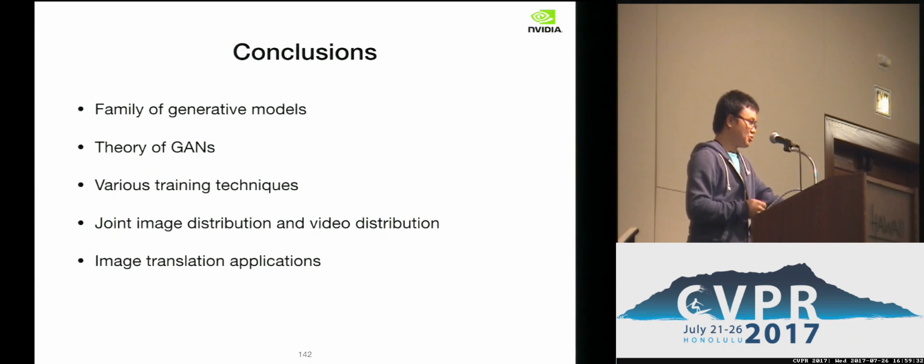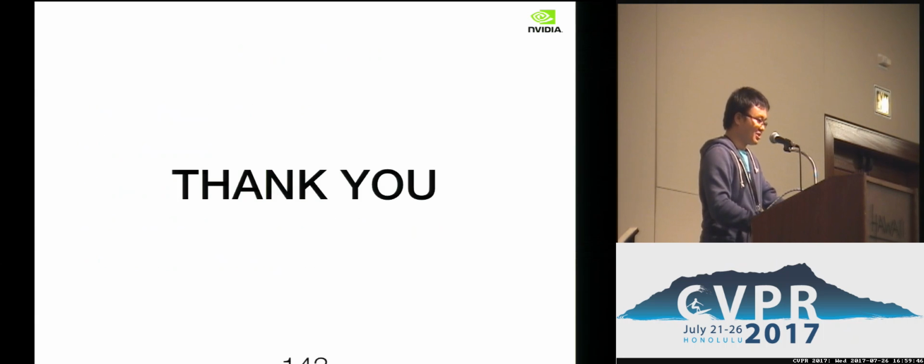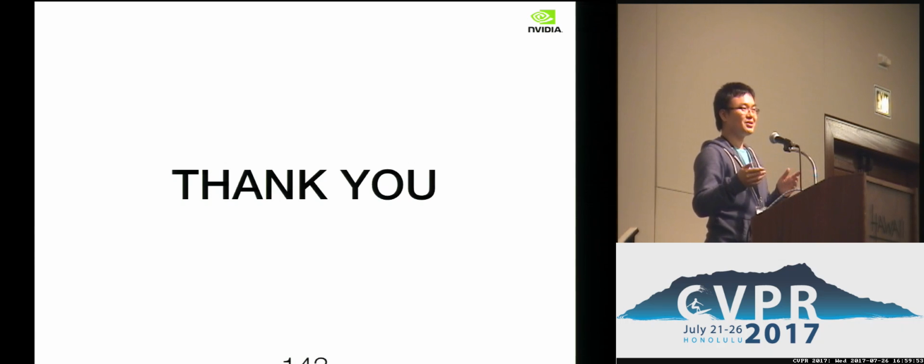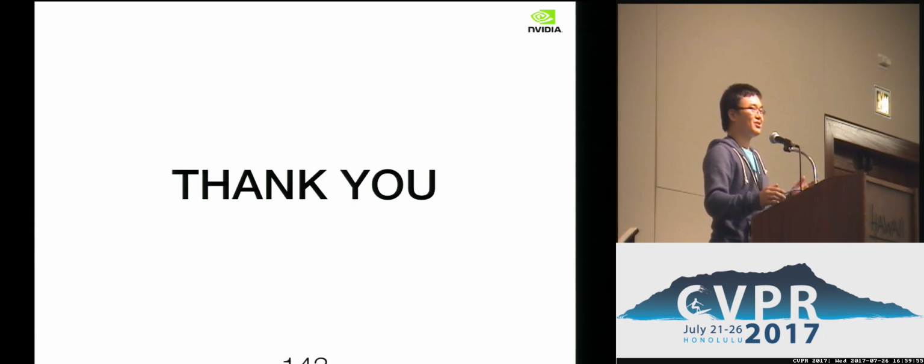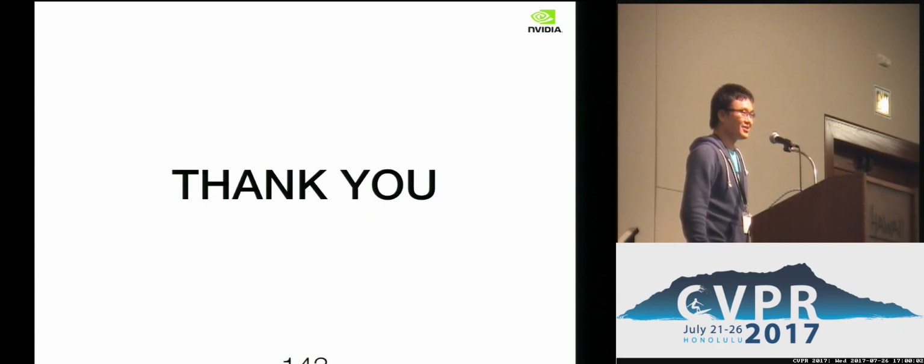Then we switched gears to joint image distribution learning. We talked about CoGAN, and for video distribution, we talked about VideoGAN and LocalGAN. And the last part was image translation, in supervised and unsupervised settings. Thank you all for your time. The tutorial is already online, and feel free to drop me emails for further discussion. Now, are there any questions? Thank you.